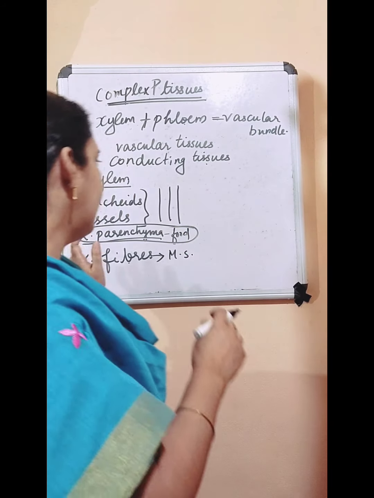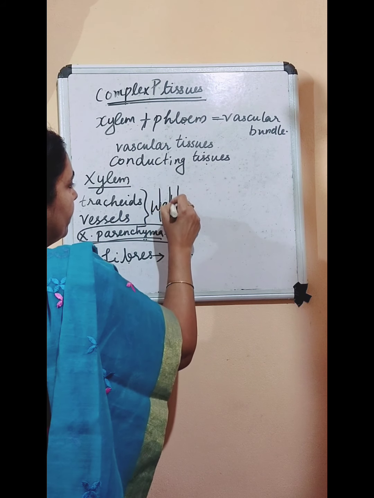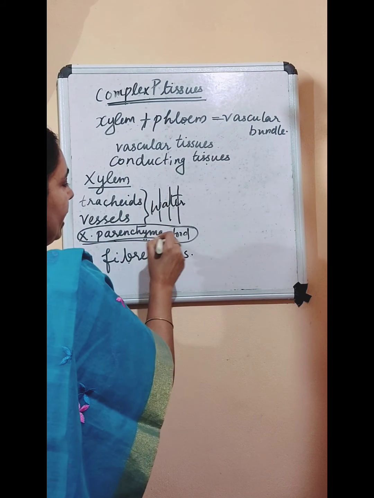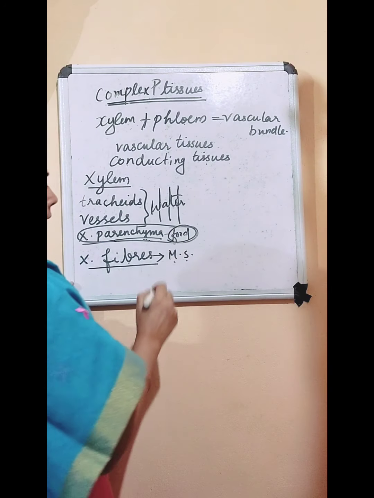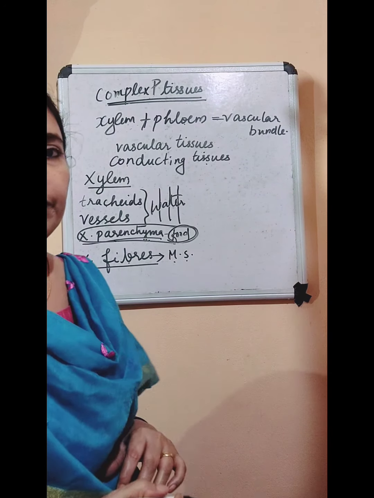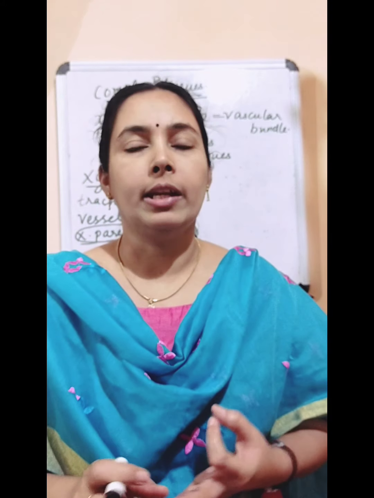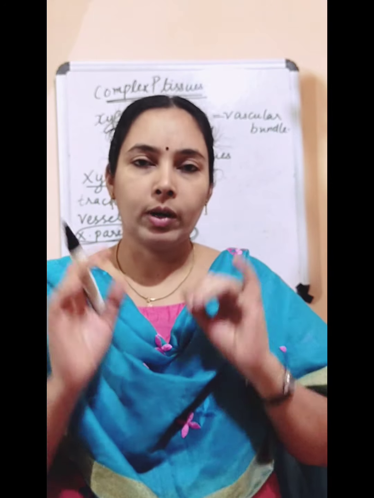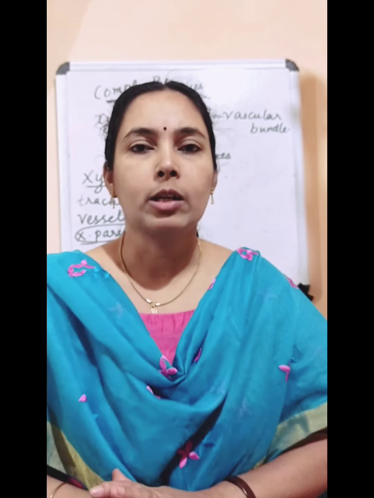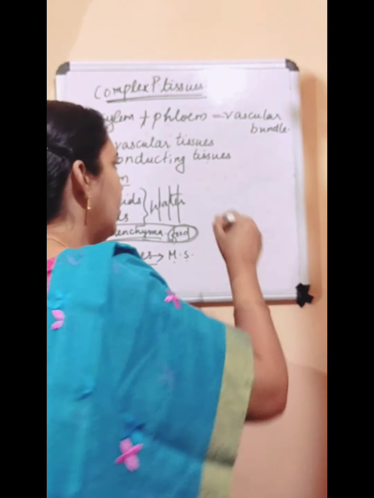And tracheids and vessels conduct the water. And xylem parenchyma stores food and xylem fibers give mechanical support. Okay. So tracheids, vessels, xylem parenchyma and xylem fibers are joined together. 4 types of cells joined together to perform a common function. Okay. Then next is about phloem.